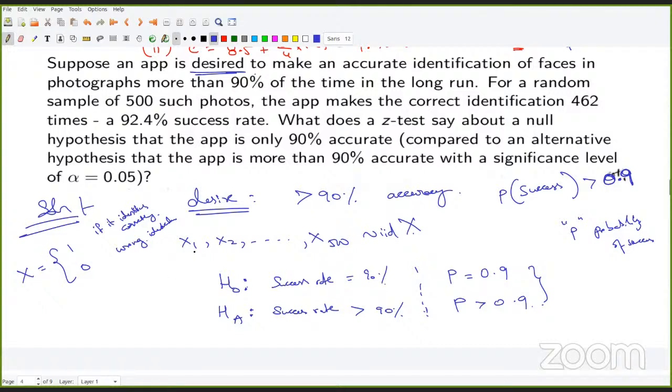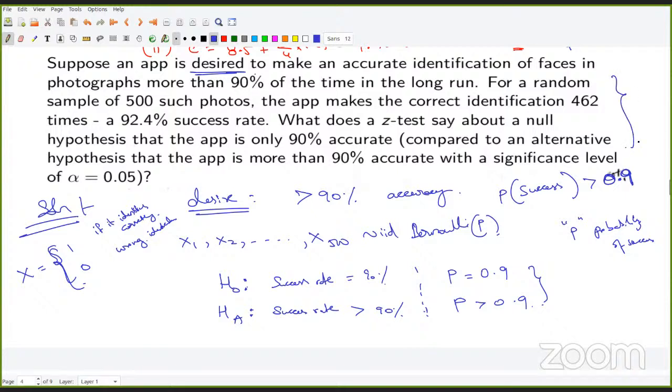Like this we have taken X1, X2, X3, like that 500 such photos, and all the 500 photos will follow the same distribution, which is Bernoulli. And we don't know this probability of success. So that is what we are going to test: whether the probability of success is 0.9 or greater than 0.9. This is the unknown parameter P which we are going to test. Now we also have one more thing here. Can you identify what we have more from the data we have?